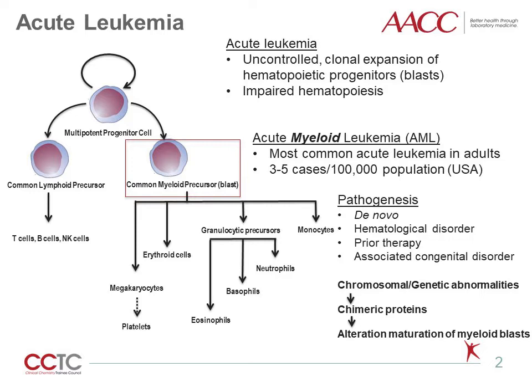Acute myeloid leukemia can arise de novo from blast cells, be associated with an underlying hematological disorder, be a result of prior chemotherapy, or be associated with congenital disorders such as Down syndrome. It is thought that continued accumulation of chromosomal abnormalities or genetic mutations leads to the formation of chimeric proteins that alter the maturation process of myeloid blasts, leading to uncontrolled or unchecked growth of these cells without any maturation.